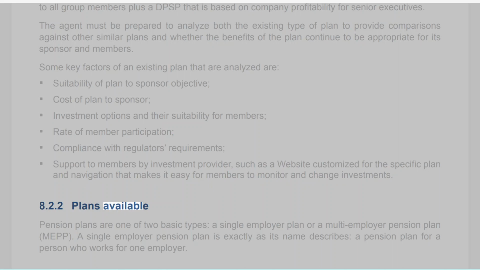8.2.2 Plans. Available pension plans are one of two basic types: a single employer plan or a multi-employer pension plan, MEPP. A single employer pension plan is exactly as its name describes, a pension plan for a person who works for one employer.